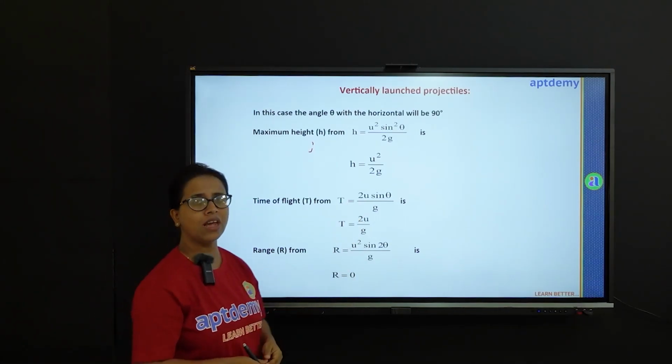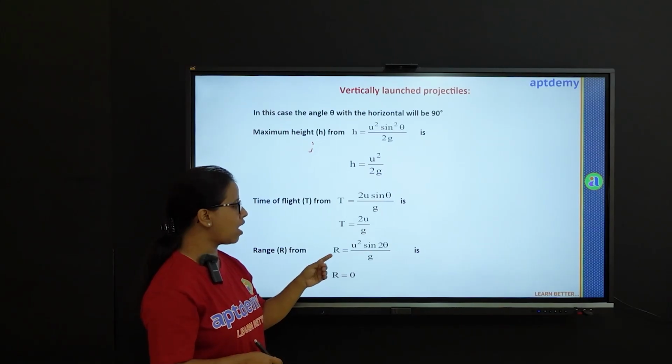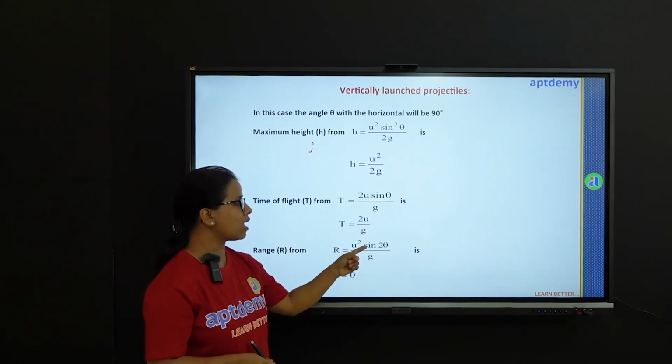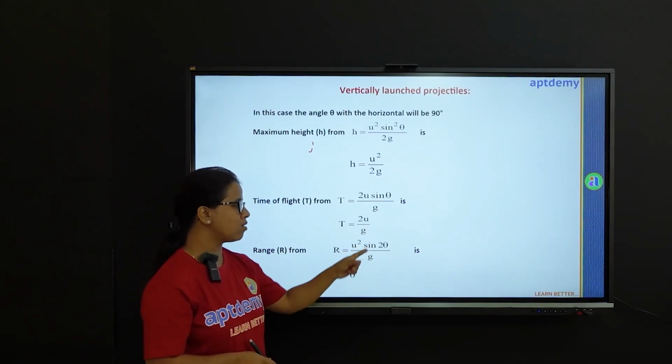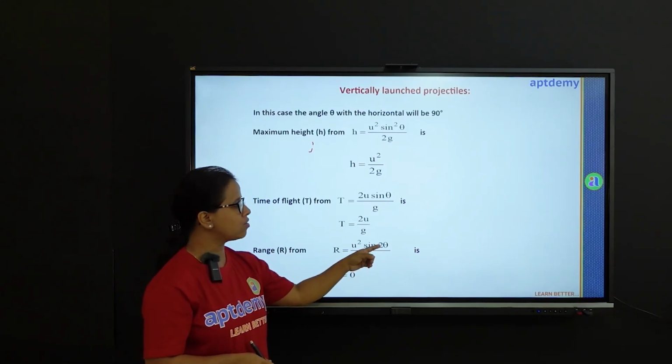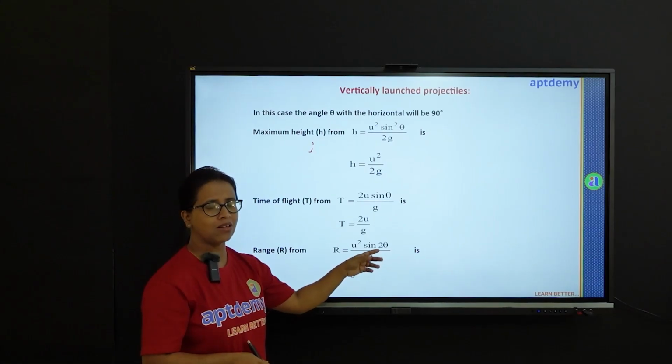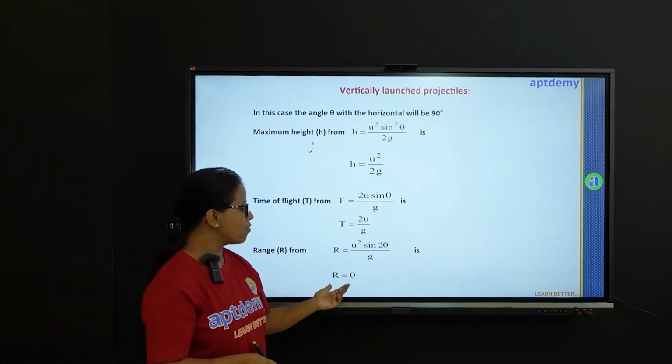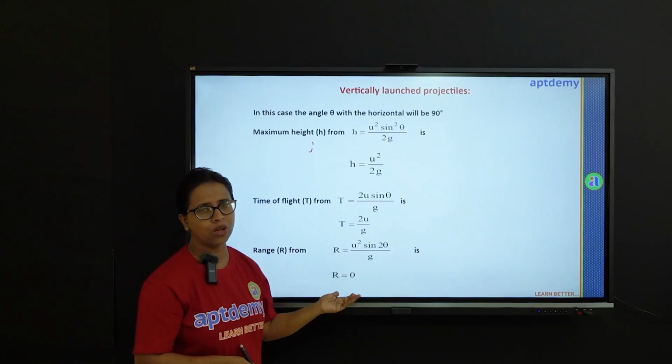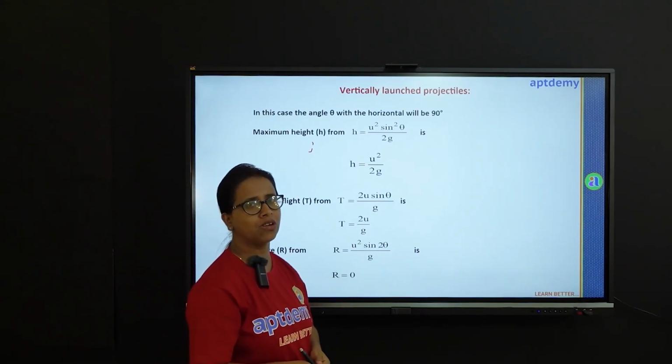And the range, take a note at the range. Range r is equal to u square sin 2 theta by g. Now substitute the value of theta. This is 90. So sine of 2 times 90, that is sine 180, which is 0. So take a note, range is 0 in case of vertically launched projectiles.